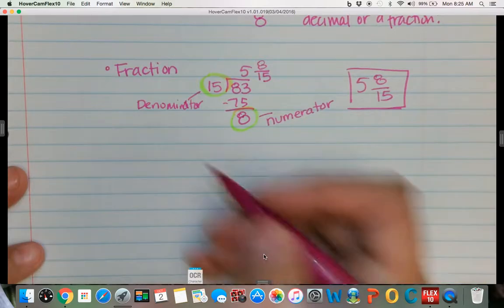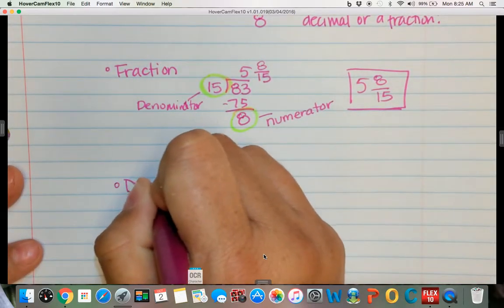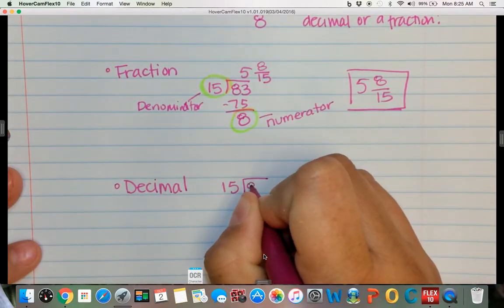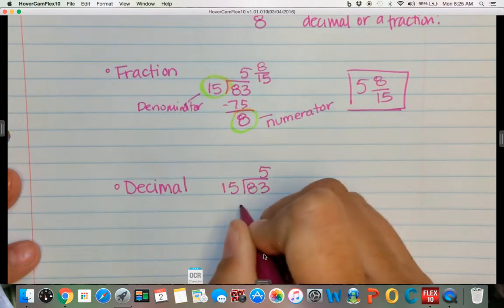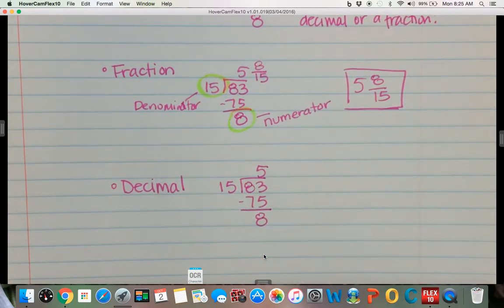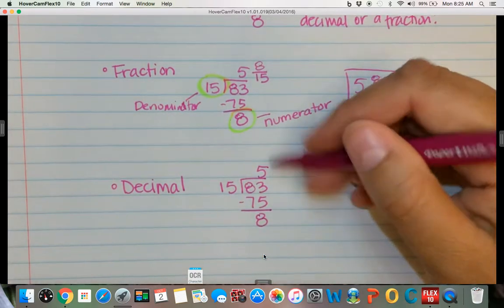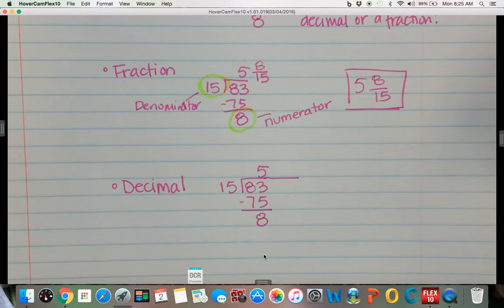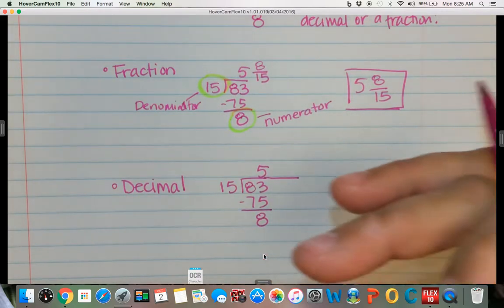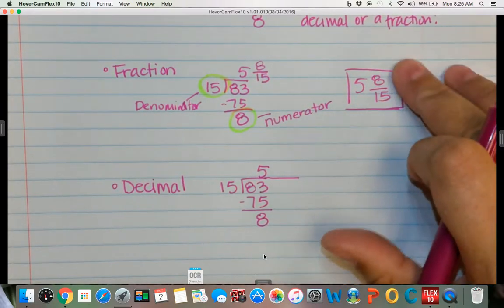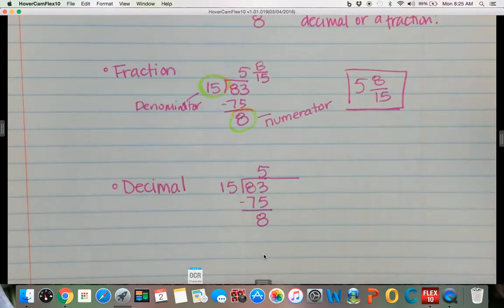Okay, we'll do decimal next. And again, I'm just going to rewrite what we already did. So I have my little 8 down here. And 8/15 and whatever decimal I get over here is going to be the same amount. They equal the same things. They're just showing you how to write it in a different way. Okay? Sometimes we'll ask for it written as a fraction. Sometimes we'll ask for it written as a decimal. So you'll eventually need to know how to do both things.